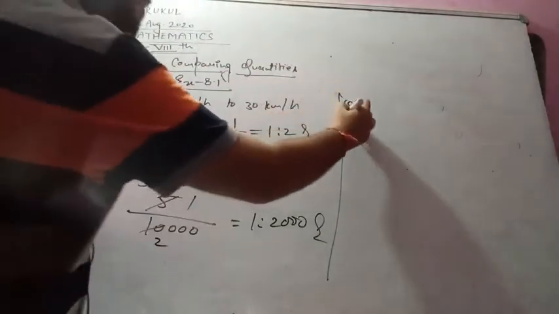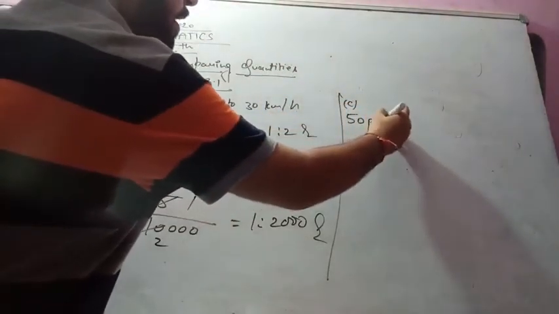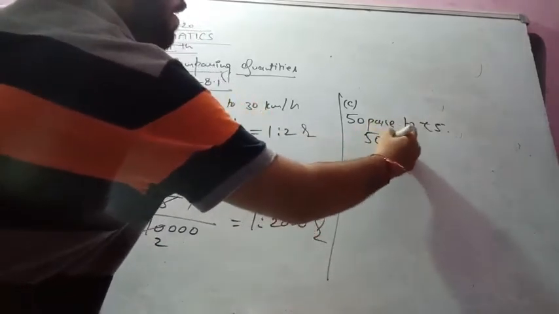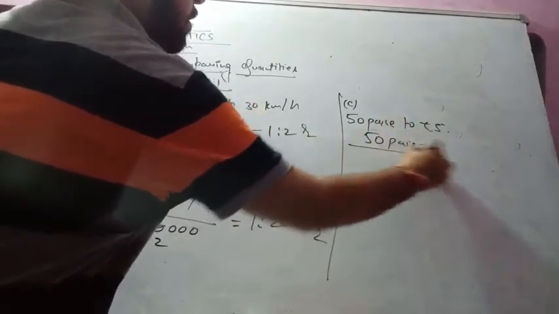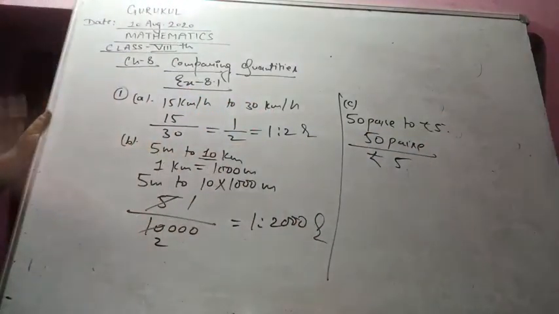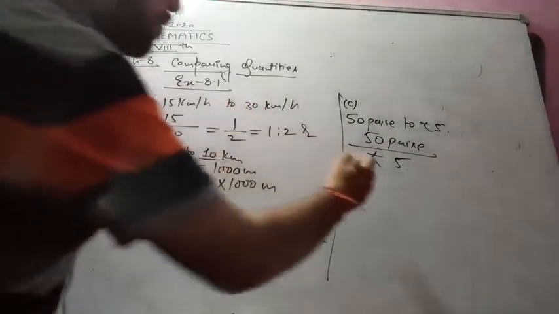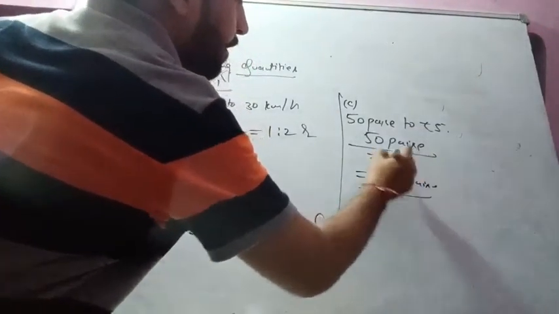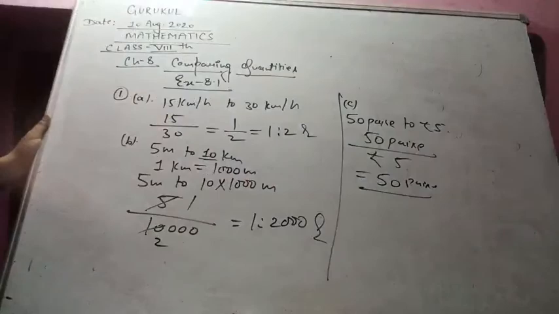That is 50 paise to rupees 5. Again, we cannot compare this. There in the numerator there is 50 paise. In the denominator there is rupees 5. How can we compare these two? So that is why we should convert the denominator, 50 paise and rupees 5.